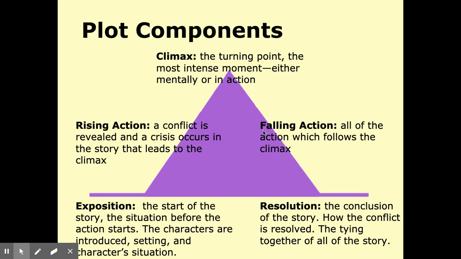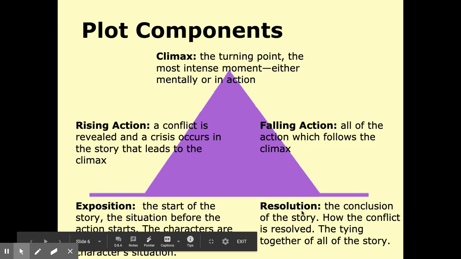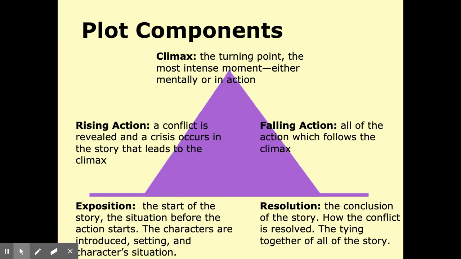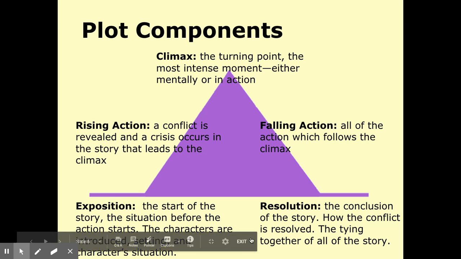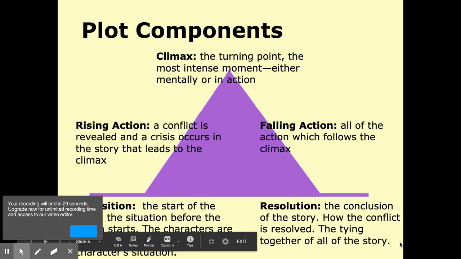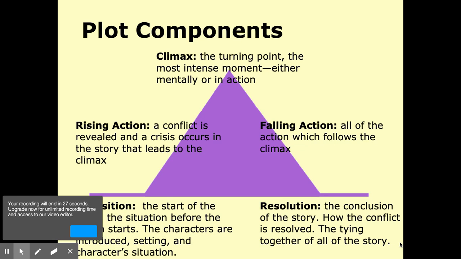After the climax, you always have the falling action. This is what happens after that big fight scene, after that big intense moment. And then you have the resolution. This is the ending of the story. How is the conflict resolved? Did the robots win or did the humans win? And all the tying together of the story and what happens to the characters in the end.